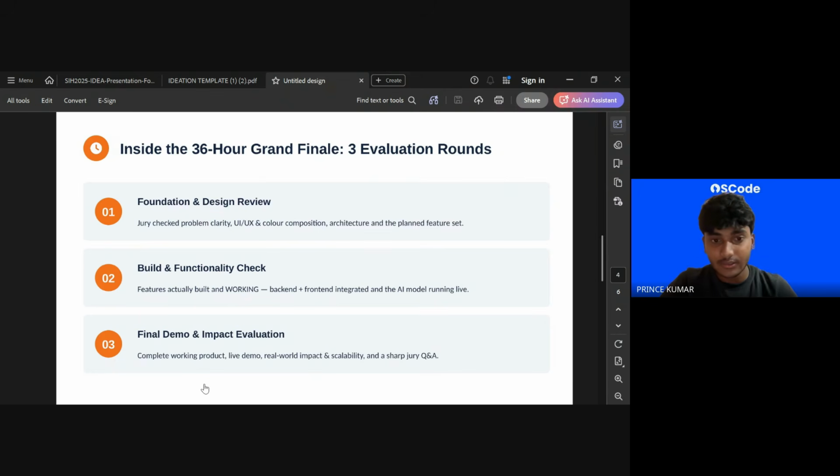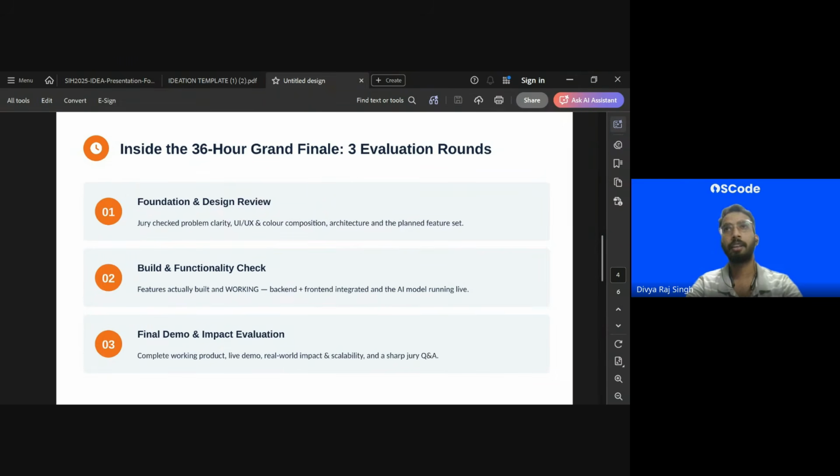Okay. Yes, thank you, Prince. Now, how did Decode SIH help us to crack SIH? Last year, the OSCode team decided to conduct it, and we participated in Decode SIH.